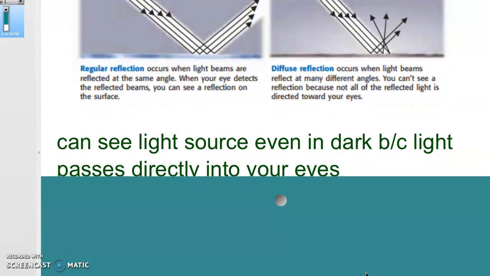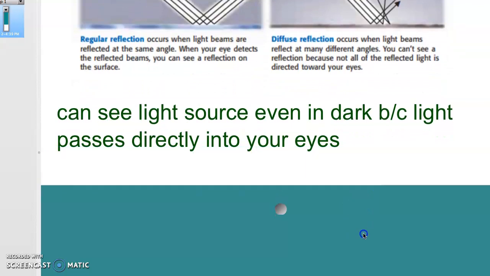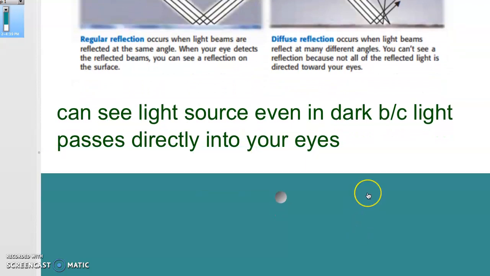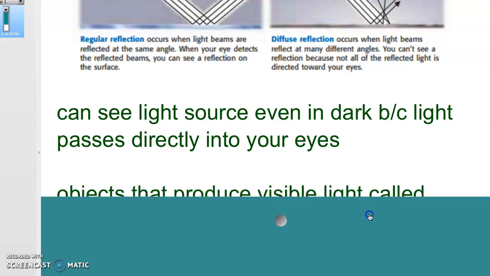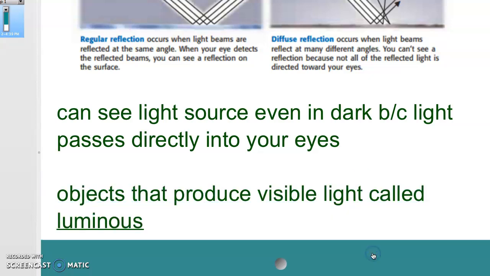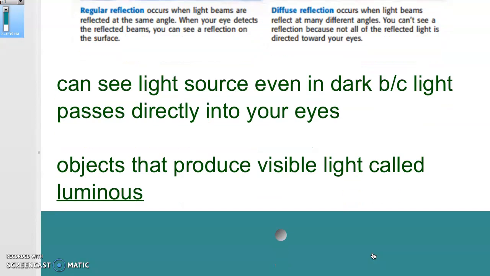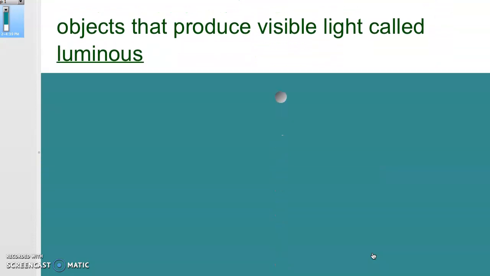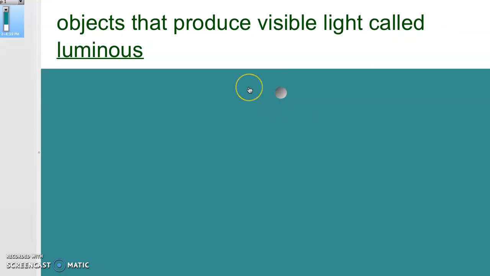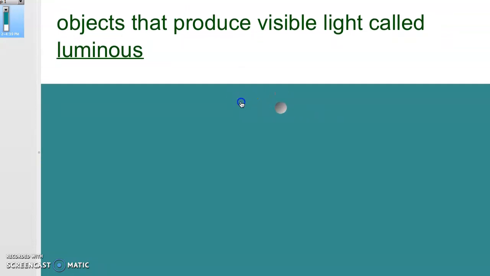So we can see a light source even in the dark because light passes directly into our eyes. So sometimes it takes a second to adjust or a minute, but we can definitely see a light source even in the dark. So when something produces visible light, we call it luminous. Now, be careful. A lot of people would say the moon is luminous. You can see, obviously, light in the moon, but it is not itself lighting up. So it is technically not luminous. That's a big, important misconception. So if it produces visible light, we call it luminous.